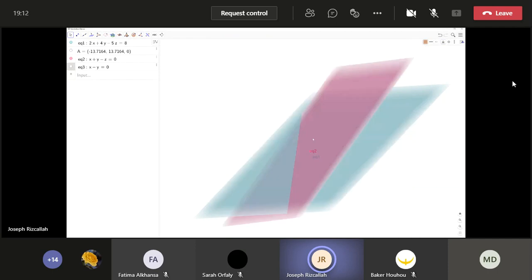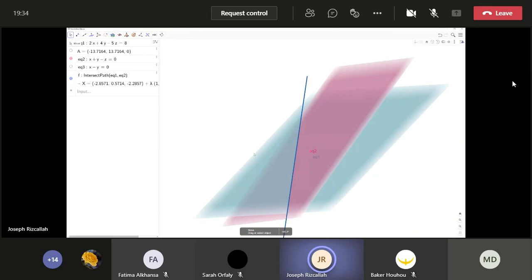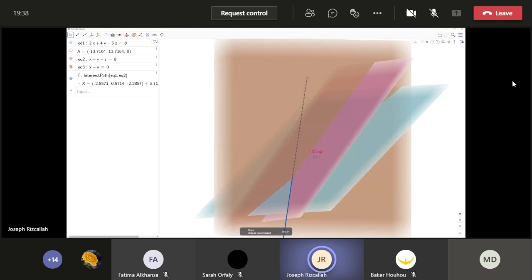Remember, these 2 planes intersected each other in this line. Let me also show you this line, because here there is an option. So this plane and this plane intersected each other in this line. And now when I add my new equation, this new equation is going to intersect the line at a certain point.